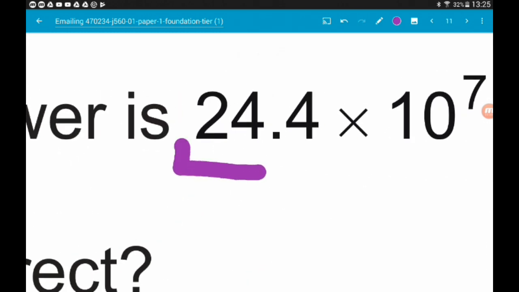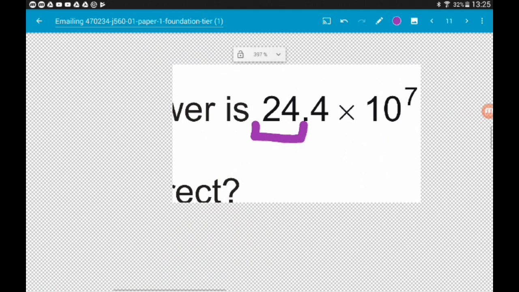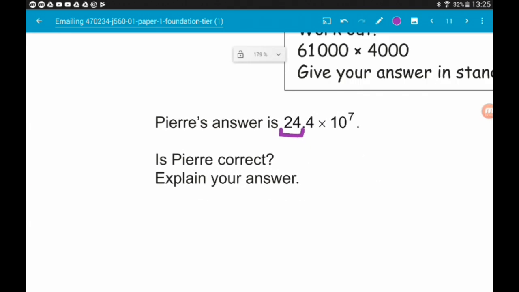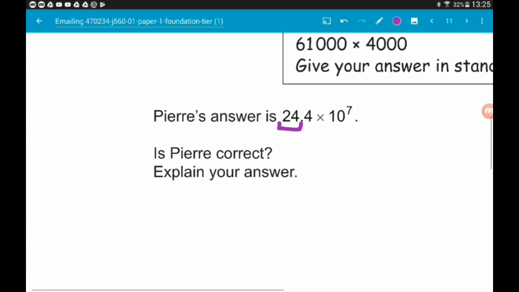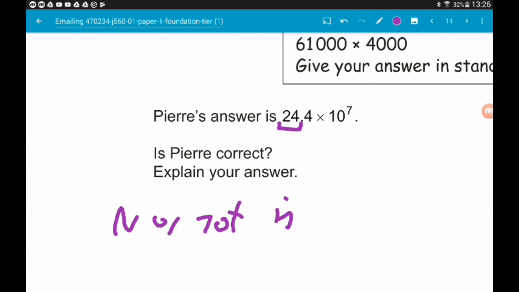It's the 24 that tells us he is definitely wrong. Remember, he was asked to give his answer in standard form. So 24 is not a single digit. So we can say that the answer is not in standard form. So we can just say no, not in standard form.